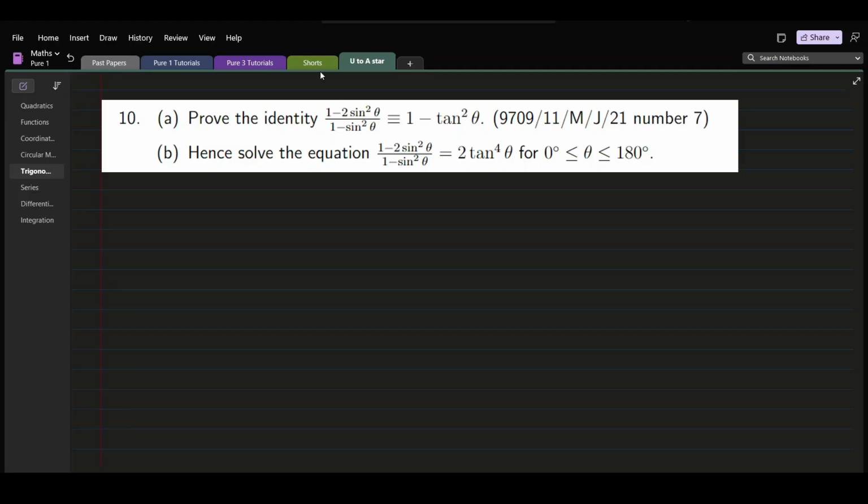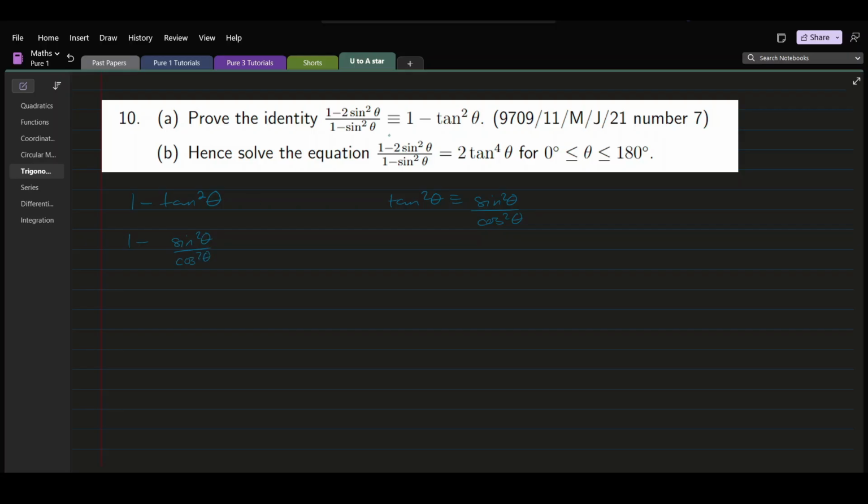So for this one, we will work from the right hand side going to the left hand side. So that's 1 minus tan squared theta. Let's rewrite tan squared theta using the identity tan squared theta is identical to sine squared theta over cos squared theta. So that's 1 minus sine squared theta over cos squared theta.